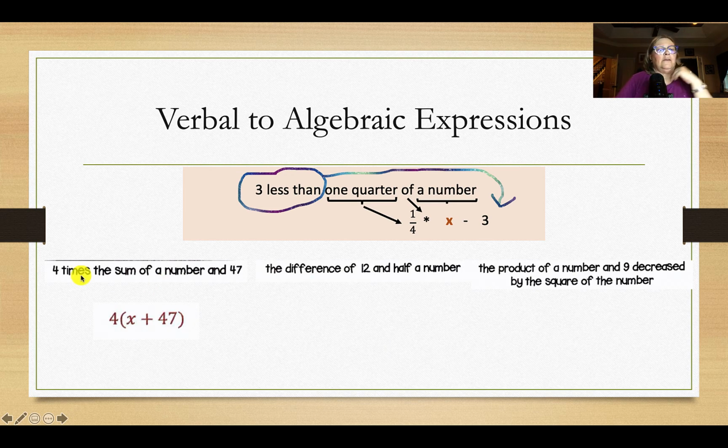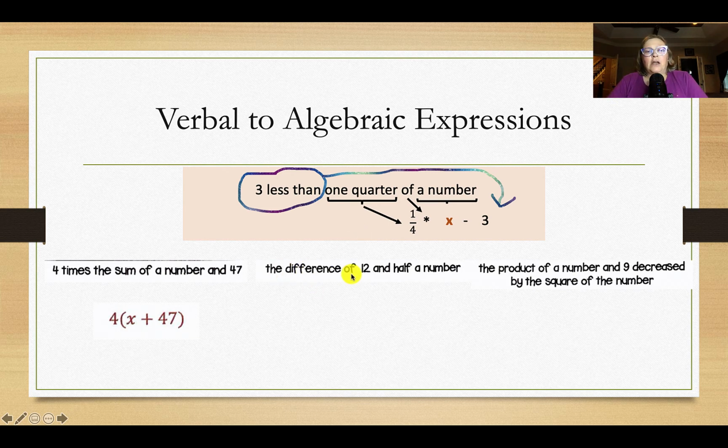All right, so in the next example, 4 times, so 4 multiplied by the sum of a number and 47. So the sum of means plus, a number x and 47. The important thing here is to recognize that for the sum of a number and 47, you're taking 4 times that. So the 4 goes outside the parentheses.